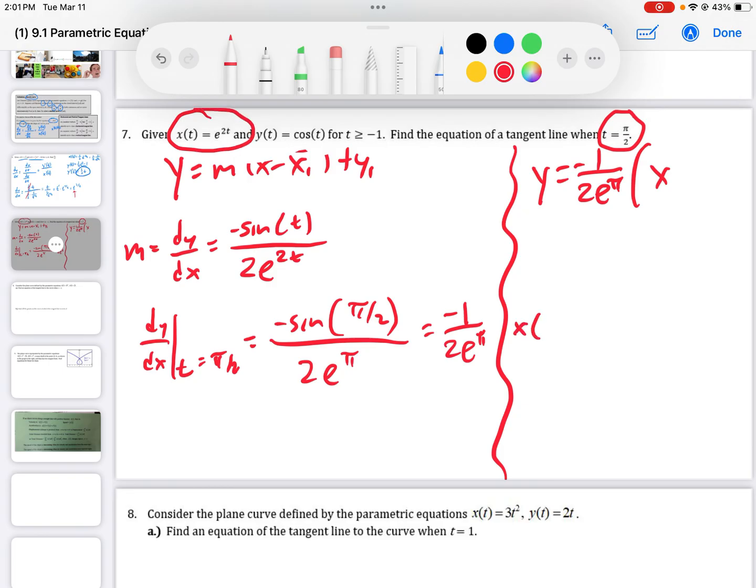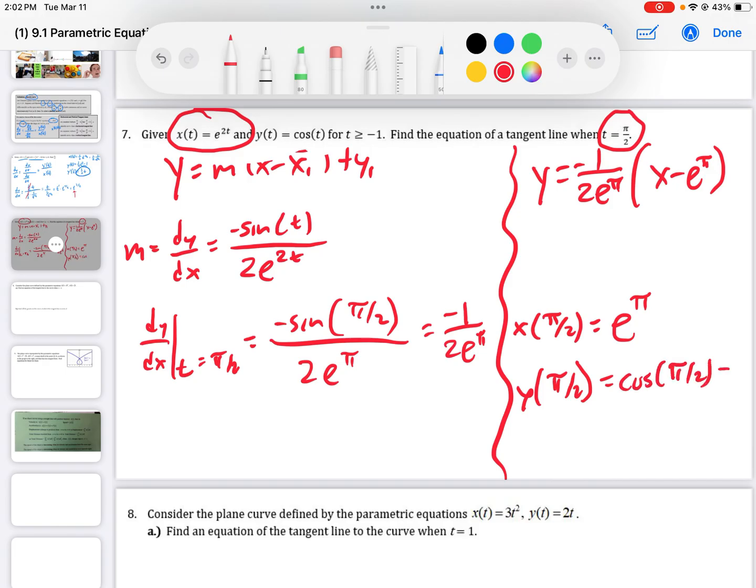The x value when time is pi over 2: plug in pi over 2, so it's e to the 2 pi over 2, so it's e to the pi. So x minus e to the power of pi plus y1. Y when t is pi over 2 is equal to cosine of pi over 2, which is 0. So I'm going to say plus 0. That plus 0 is not necessary, but I want you to know where it came from. All right, that would be the slope of the tangent line.